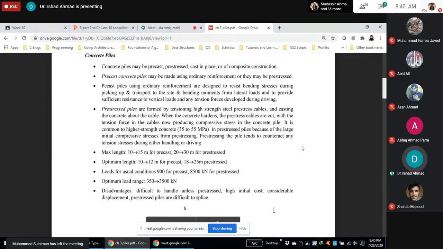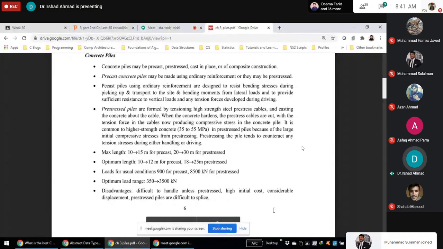What does it mean by pre-stressed? You use pre-stressed cable and stretch them, and then when they are stretched you put concrete, and when they harden you cut the pre-stressed cables, so they apply a compressive force which would enhance their capacity, right? And then you pick them and bring them to the site and drive them.